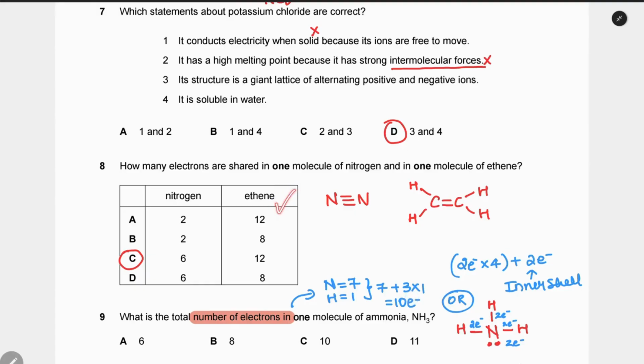Now let's check for ethene. So ethene is C double bond C, as it is an alkene. If you count the C-H bonds and the C double bond: 1, 2, 3, 4, 5, 6, 7, 8, 9, 10, 11, and 12. So a total of 12 electrons have been shared, which is correct. So the answer is C.